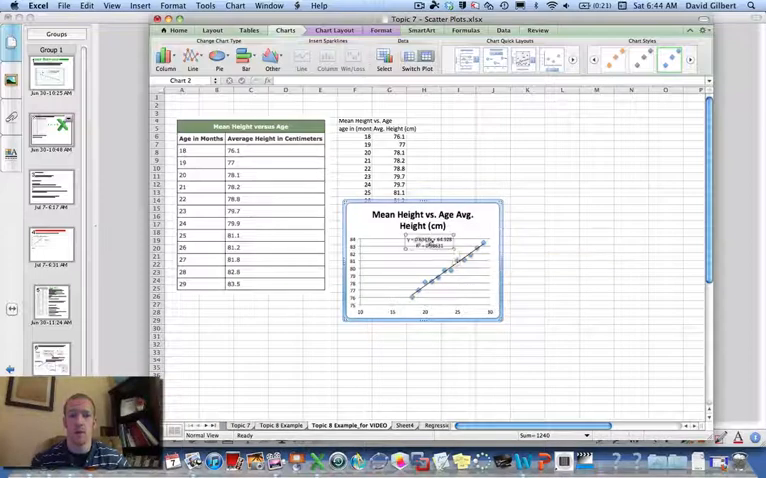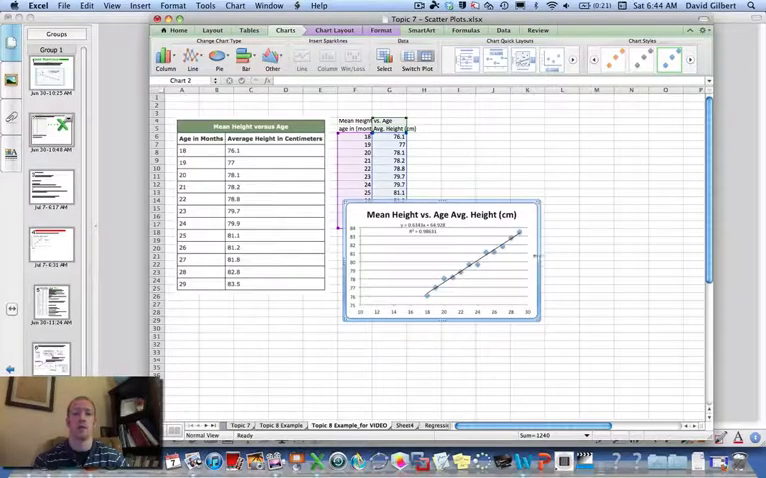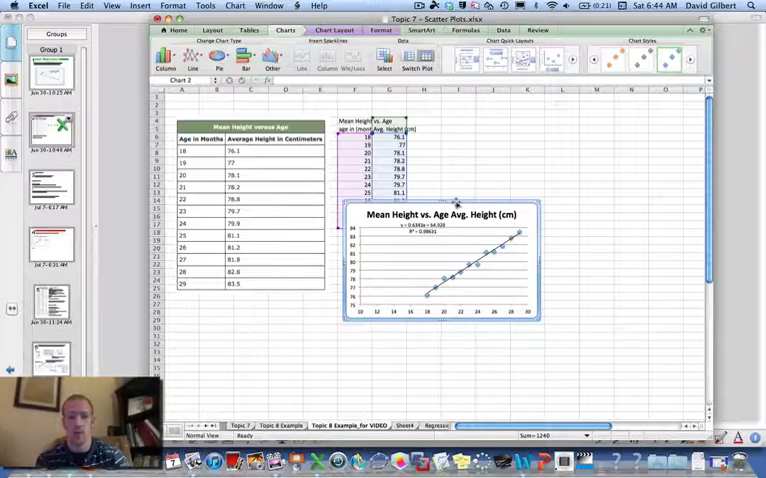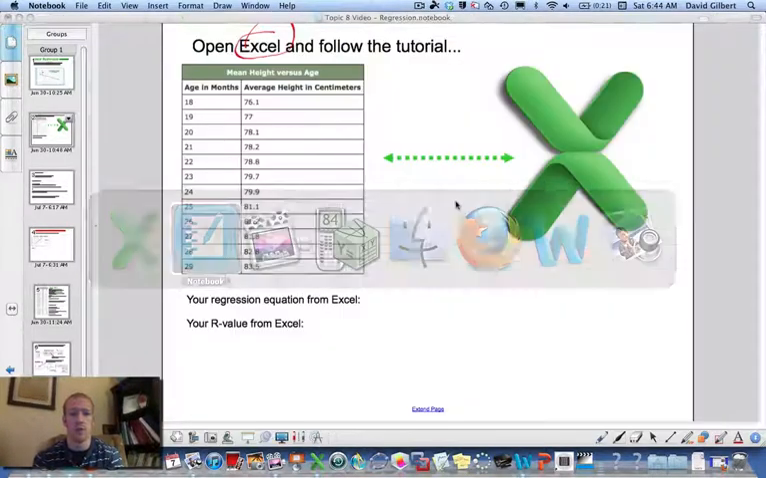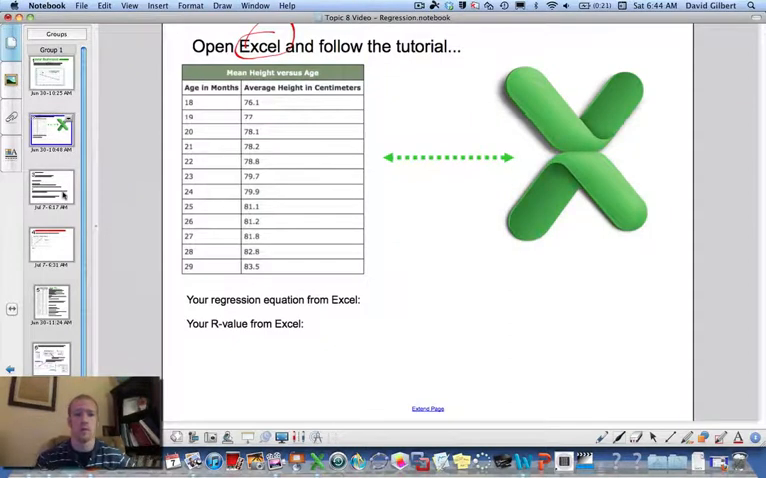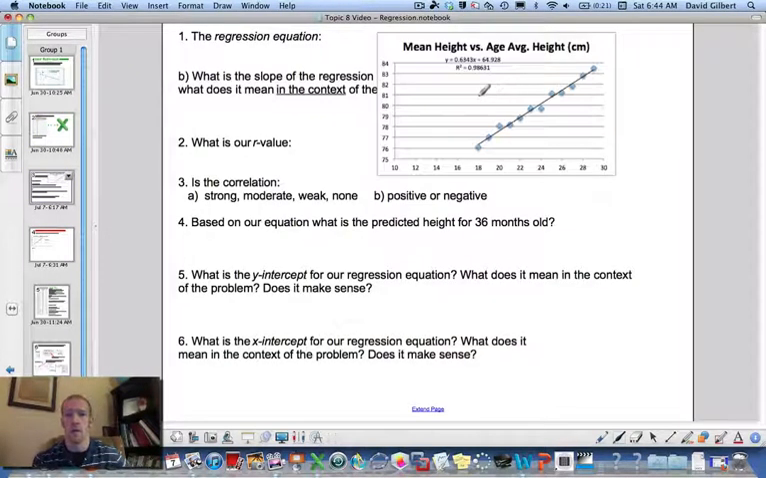If you enter this into a Word document, the Word document knows all the stuff that Excel does, so you can actually still play with the chart. I'm going to copy this and put it in my slideshow. So Smart Notebook does not know what I just did here. So here we go.